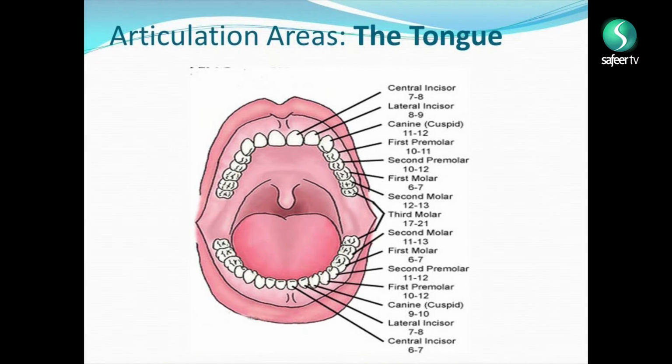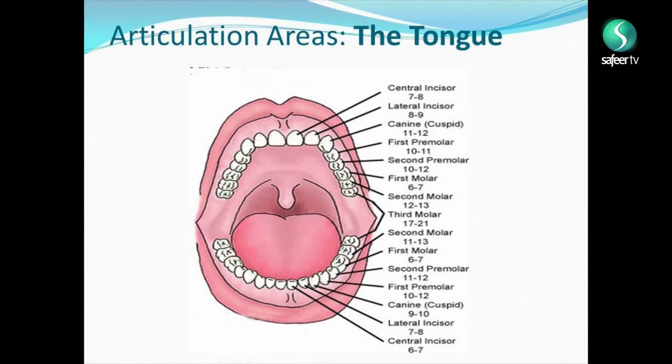So here we have teeth, but of course you have to know the names of the teeth as well. For example, at the beginning we have the incisors, or central incisors. How many central incisors do we have? We have two in the upper jaw and two in the lower jaw. And then we have lateral incisors, two on the top and two on the lower jaw.